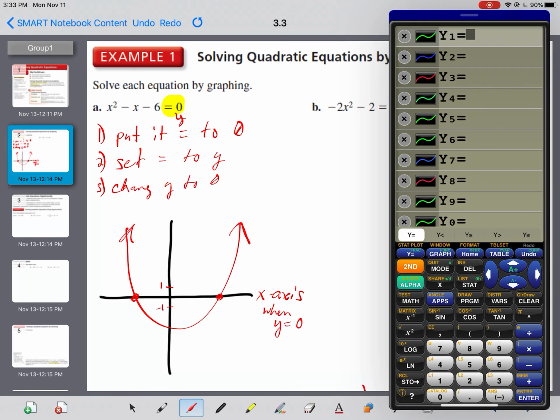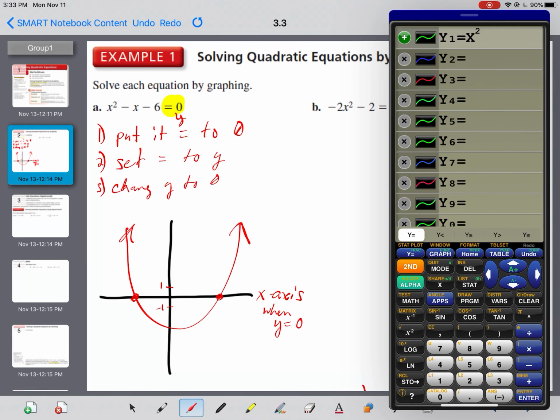Mine just has x, so I'm just going to push x. I'm also going to use the squared button because it says x squared, and then I'm going to push minus, not negative, but minus, and then another x, and then minus, and then 6. I don't have to put the equals part. The equals part's already on there. It says y1 equals. That means my very first line, my first y, is going to be green on mine. Yours will probably be one color.